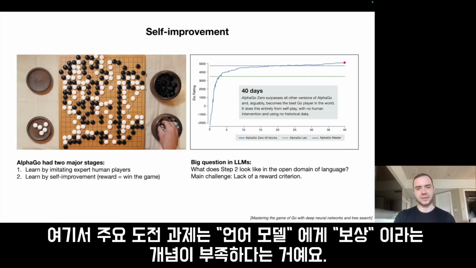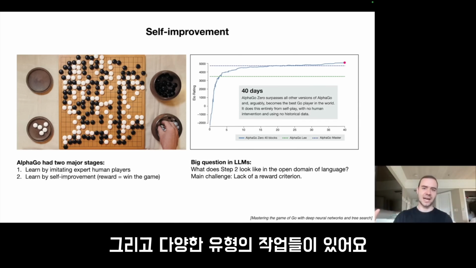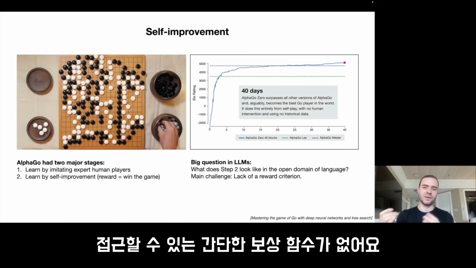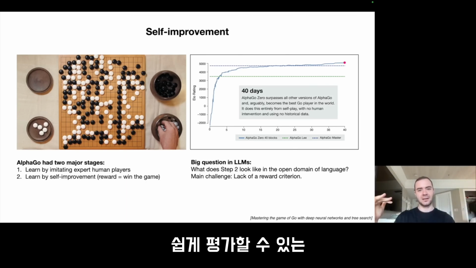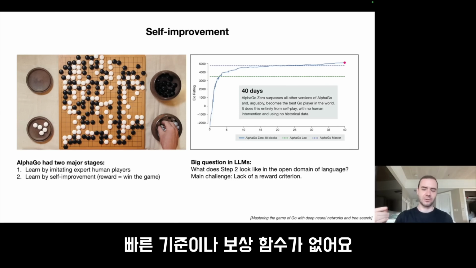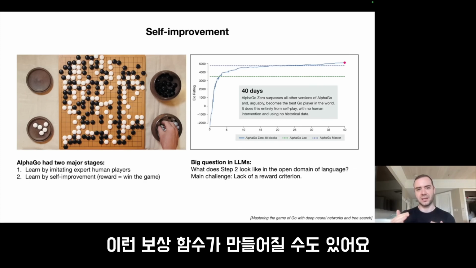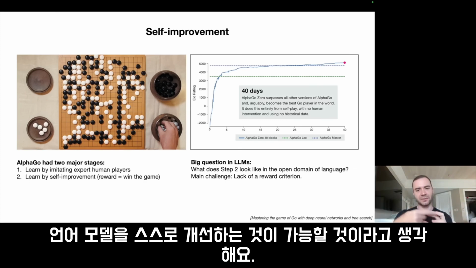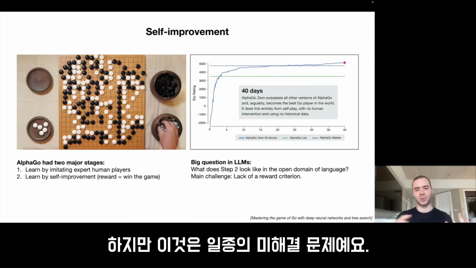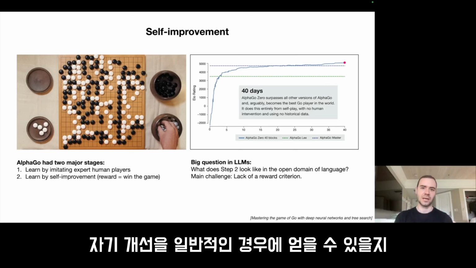The main challenge here is that there's a lack of a reward criterion in the general case. Because we are in a space of language, everything is a lot more open, and there are all these different types of tasks. Fundamentally, there's no simple reward function you can access that just tells you if whatever you sampled was good or bad. There's no easy to evaluate, fast criterion or reward function. But it is the case that in narrow domains, such a reward function could be achievable. And so I think it is possible that in narrow domains, it will be possible to self-improve language models. But it's an open question in the field, and a lot of people are thinking through how you could actually get some kind of self-improvement in the general case.